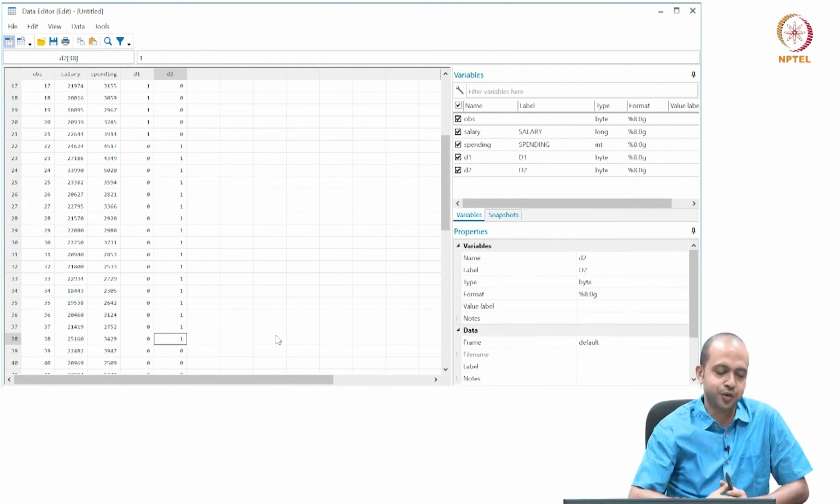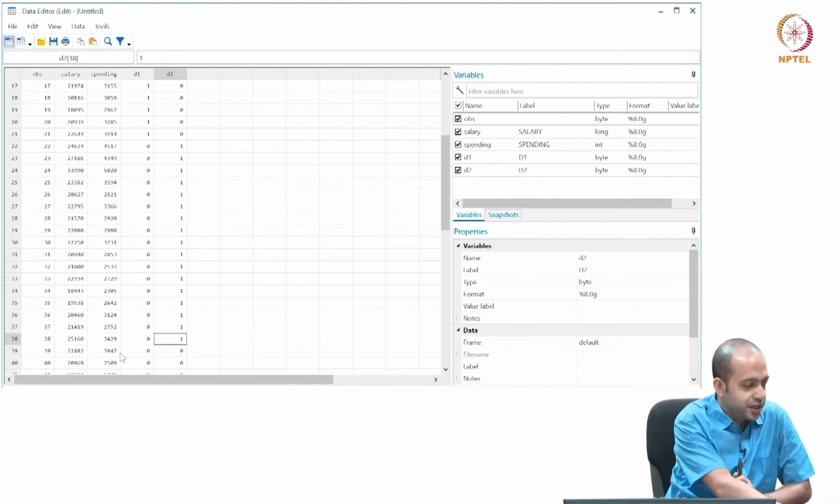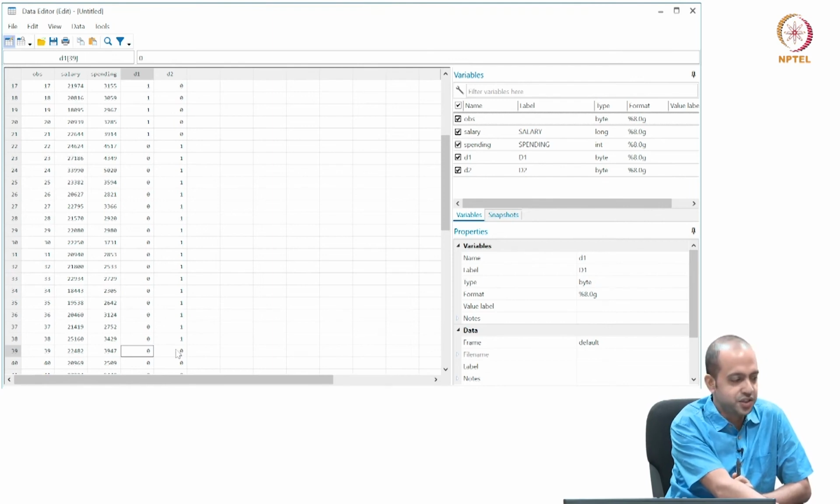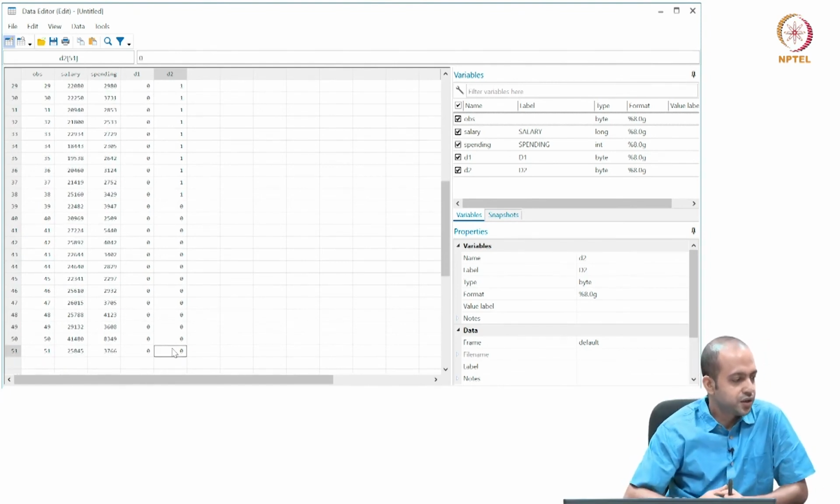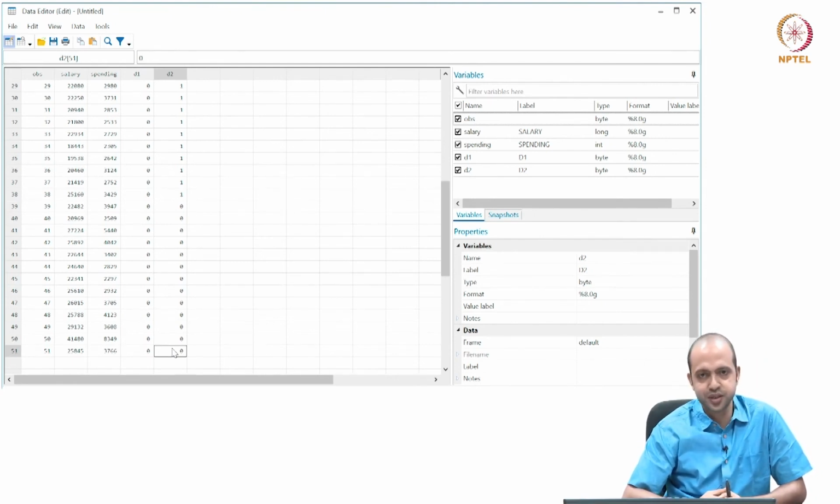Okay, these states are coming from the southern region, and after that, starting from the 39th state, both D1 and D2 take the value 0. So, that means this is our base category, as I said. When both D1i and D2i take the value 0, that particular state belongs to the western region. So, 39 up to 51, all these states belong to the western region, that is our base category here.